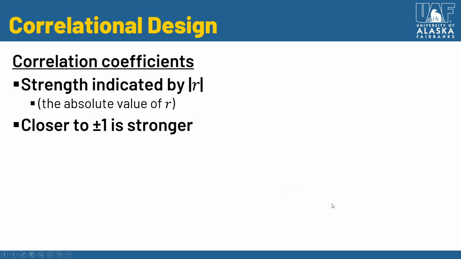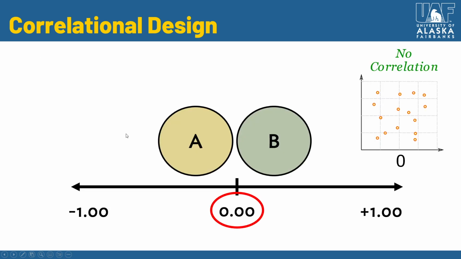Okay, and so that's a little bit about the sign, right? The direction of the relationship. The strength of the relationship is indicated by the absolute value of r, right? Or just what the number is. So closer to plus or minus 1 is stronger. To put that in context, if we have a correlation of 0, it means the two things are not related, right? They're essentially separate, or there's no overlap between the two.